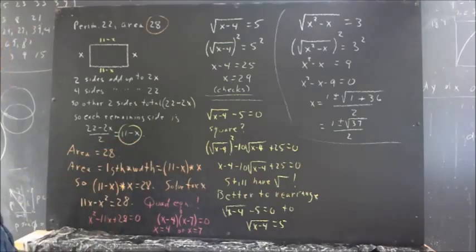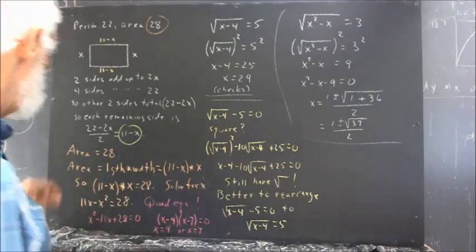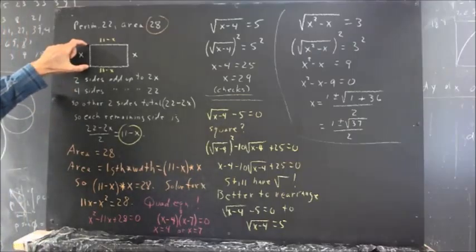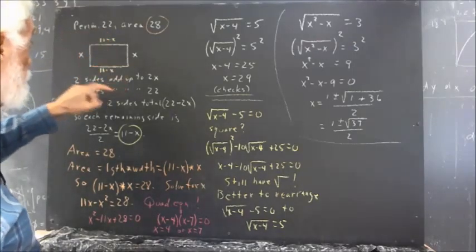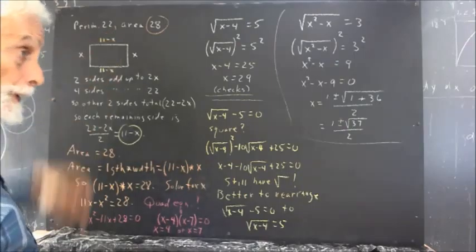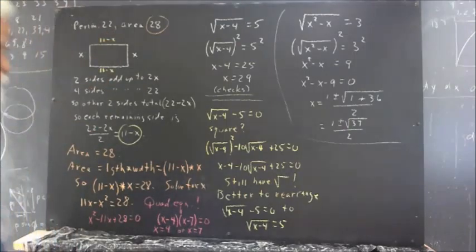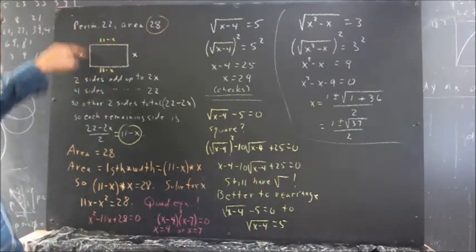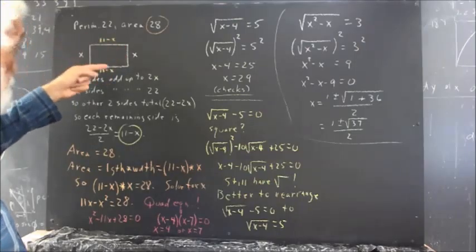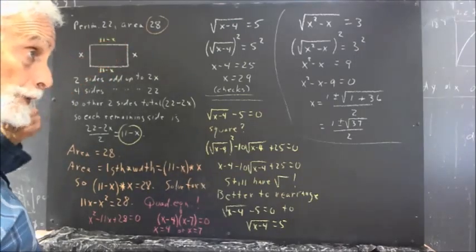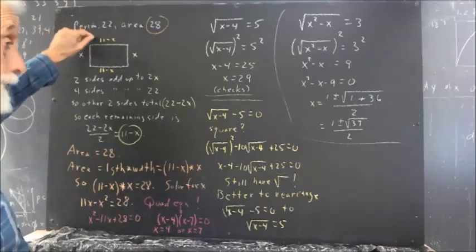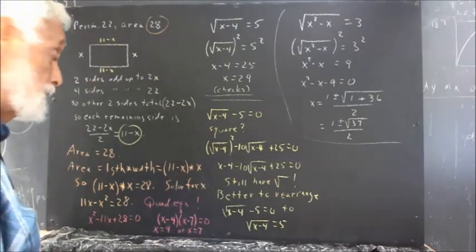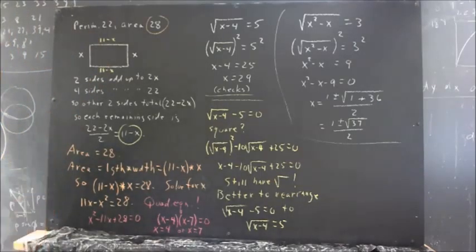There are other ways to reason this out, but in any case, if one side of a rectangle of perimeter 22 is x, the other side has to be 11 minus x. Okay, you could cut the perimeter in half, say that this side plus this side is half the perimeter, so this side and this side add up to 11. So if this is x, this is 11 minus x. Another way, and a good way, to reason it out.